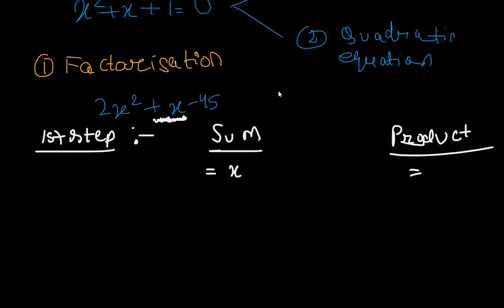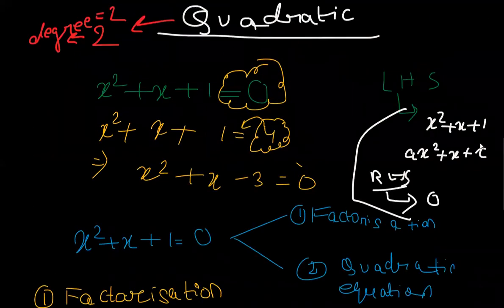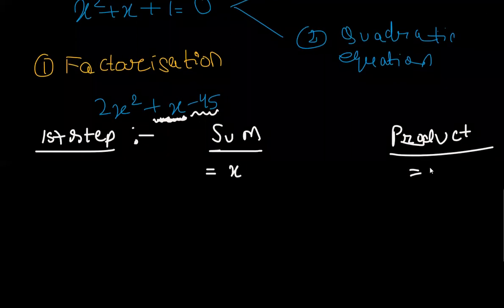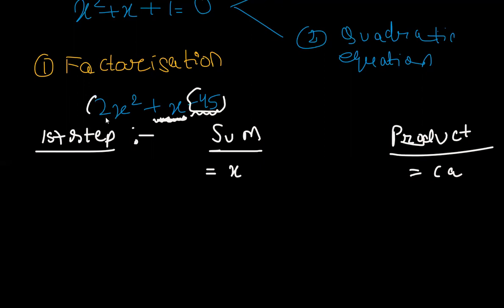Why? Because product is always equal to C into A. Product is equal to CA. C is the value minus 45 into 2. Now if we do minus 45 into 2, we get minus 90. So this we need to find out. The sum will be equal to 1, here 1 is given, and the product will be equal to minus 90.